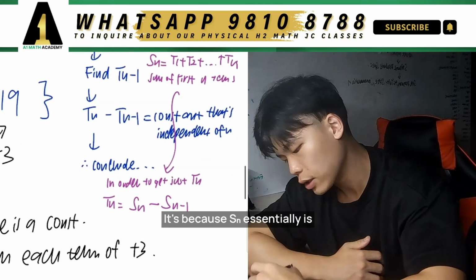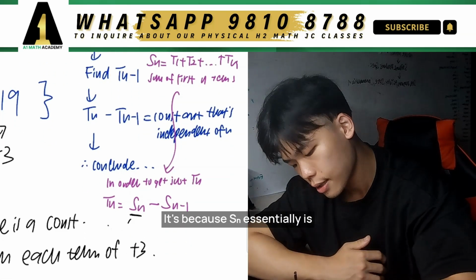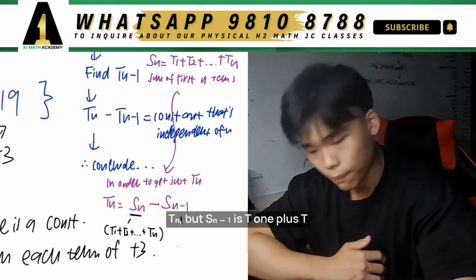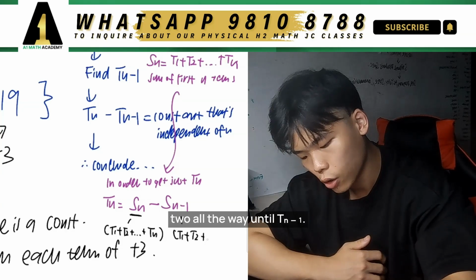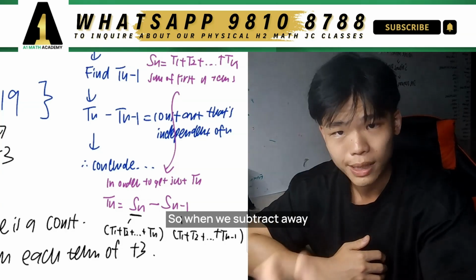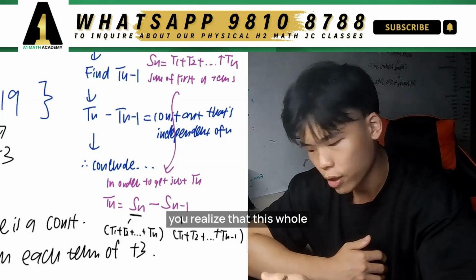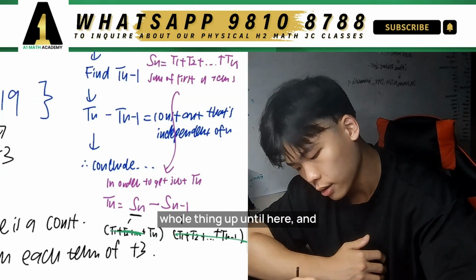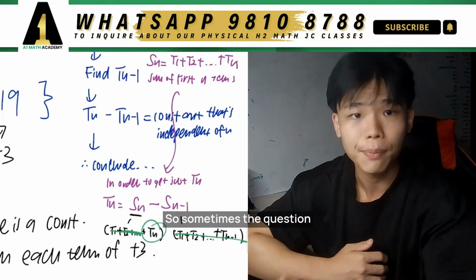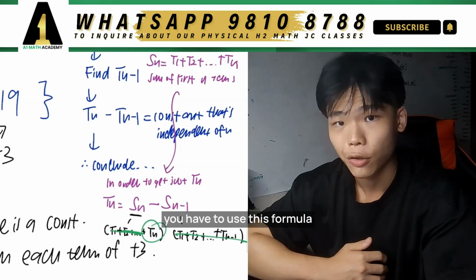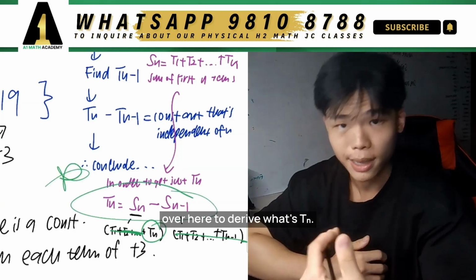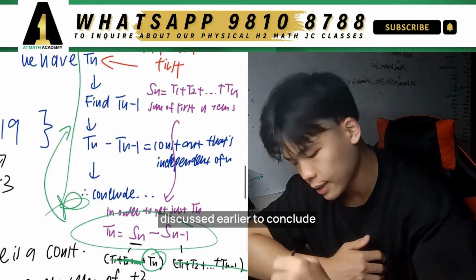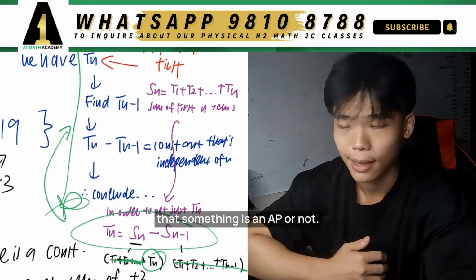Why do I say that? It's because Sn essentially is T1, T2, all the way until Tn. But S(n minus 1) is T1 plus T2 all the way until T(n minus 1). So when we subtract these two from each other, this whole thing here will strike out, and that leaves you with only Tn. So sometimes the question will give you Sn, and then you have to use this formula to derive what's Tn. And once you derive Tn, you repeat the same workflow that we discussed earlier to conclude whether something is an AP or not.